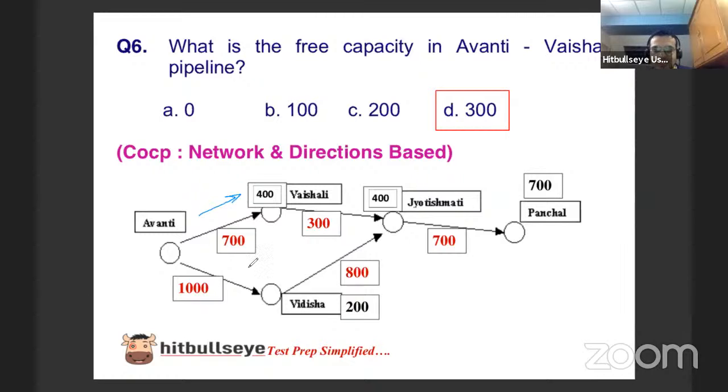Soumya is saying first B and then D. Soumya, what is the answer you're trying to say? B 100. What is free capacity? Nothing but 1000 is total capacity minus what is utilized, 700. What is the free capacity? Or I should say how much more I can send. 300 is the right answer. D is the right answer. Please check. Clear, everyone? Shall we proceed?